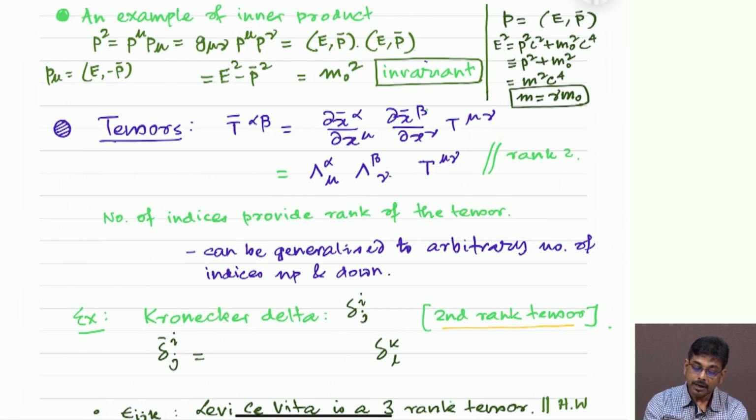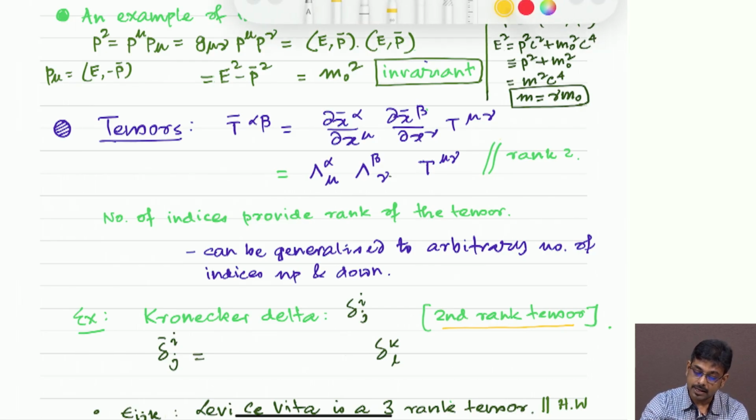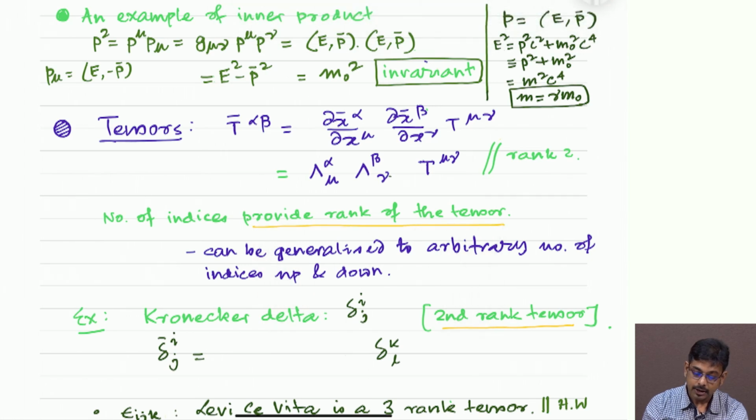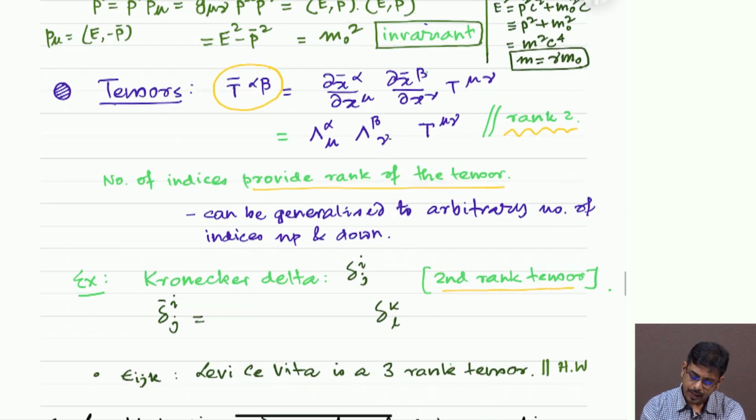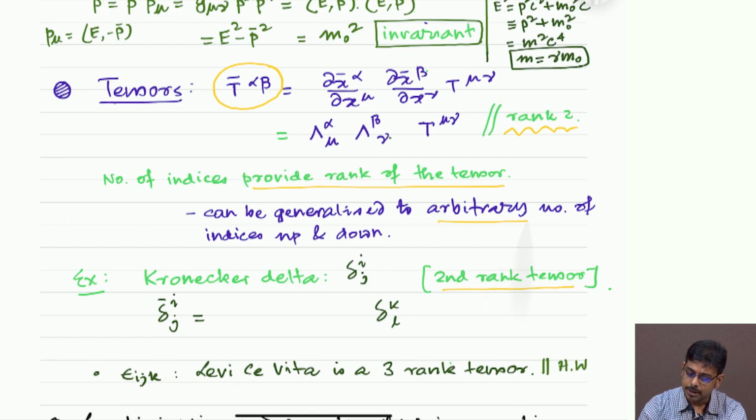Now, the number of indices, therefore, you see plays a very important role, and this provides what you call the rank of a tensor. So, for example, T bar alpha beta is a tensor with two different independent indices, and this is a tensor of rank 2. In a sense, you can also say that vectors are nothing but tensors of rank 1, and this can be generalized to an arbitrary number of indices, and therefore, you can have rank 3, rank 4 and so on.